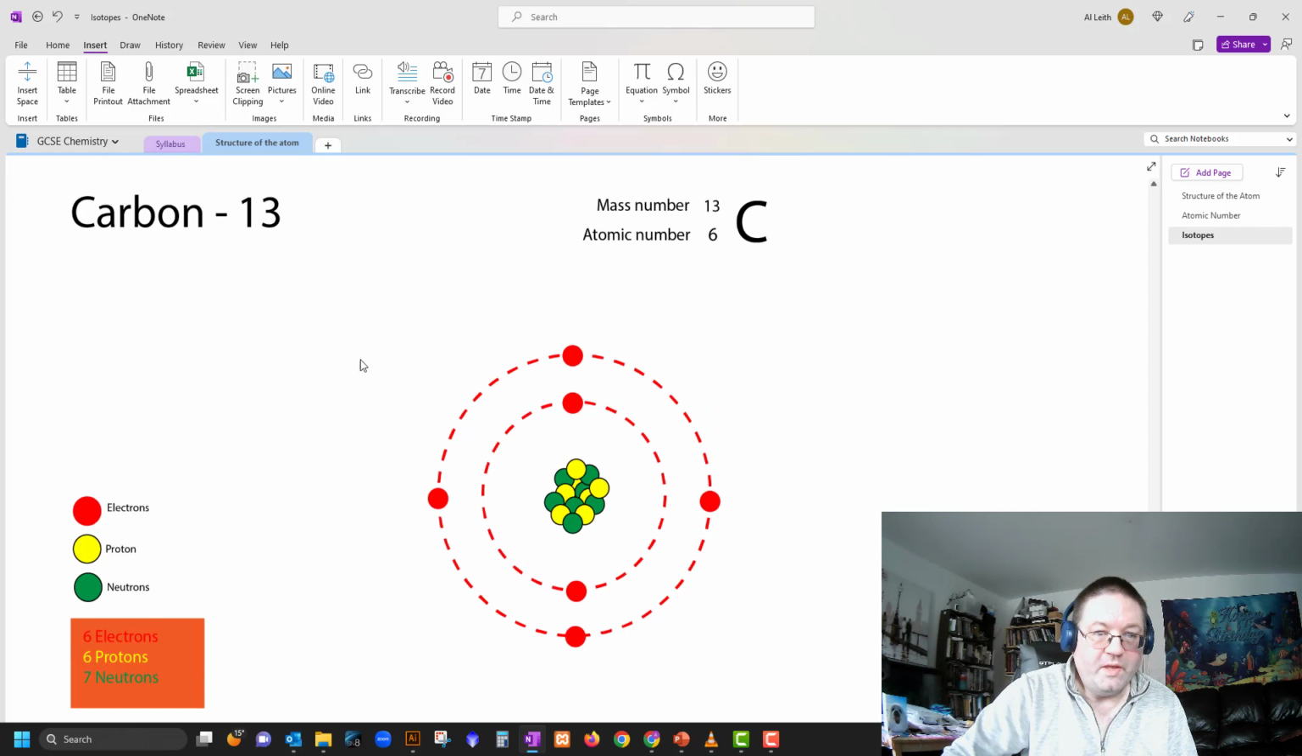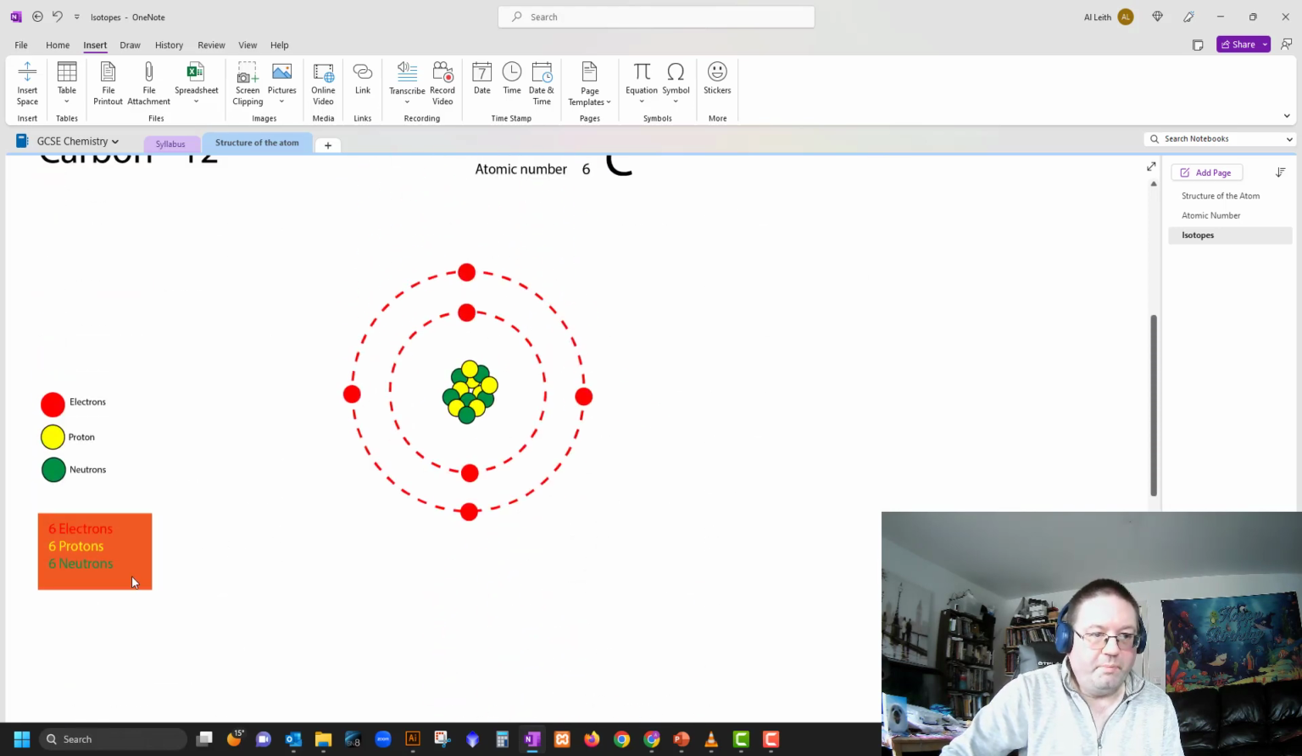What I've done here, I'm not putting the negatives and the positives, but there's a color code here so you can see which is which. Up here you can see you've got the carbon symbol C, with the mass number at the top of 13 and the atomic number of 6. Moving forward, when I talk about elements, I'm going to try to keep to this format for you. Down here it tells you what's in there: 6 electrons, 6 protons, and 7 neutrons. And up here, you've got 6 electrons, 6 protons, and 6 neutrons.